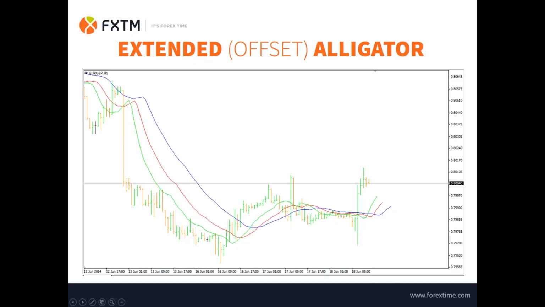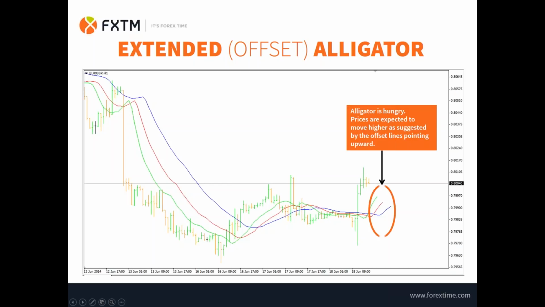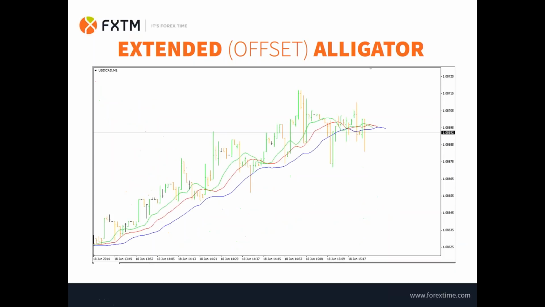All right. So let me see. Okay, let's go on and see if we have anything left. So in this case, you see that the alligator is sleeping because the lines, the lips, the teeth, and the jaw are mixed up like a spaghetti, and you see they don't point anywhere. The offset doesn't give you any direction, so you cannot trade. You stay out. It's better that you stay out of this market, right?